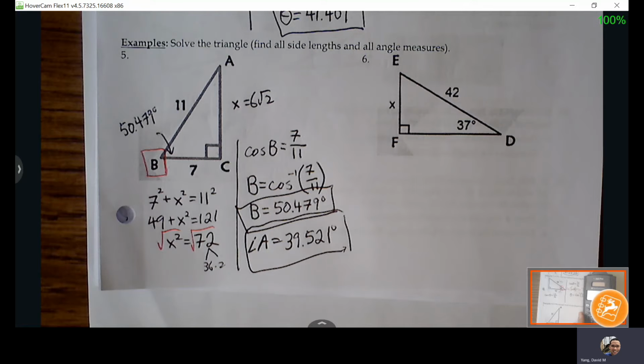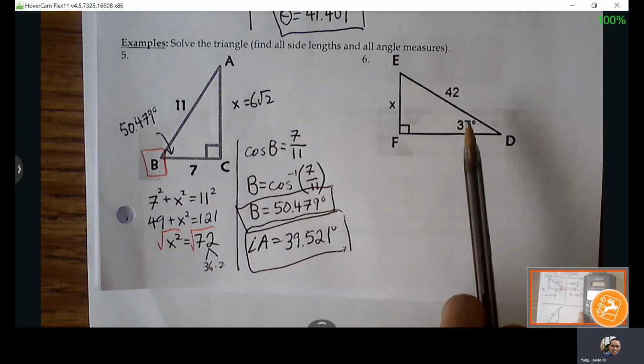Okay, number 6. Let's start with the easy stuff. Well, first off, any questions with 5? Okay, so number 6, we'll start with the easy things here.